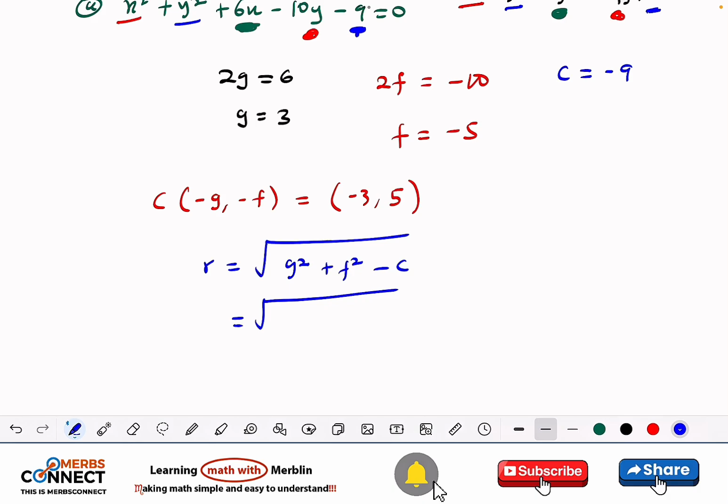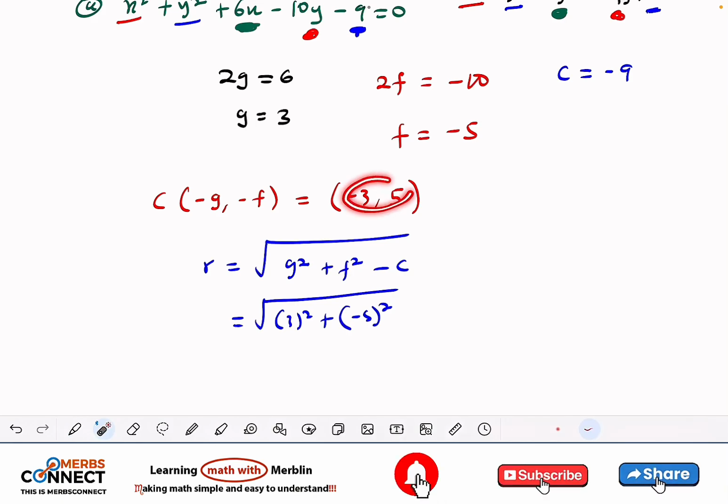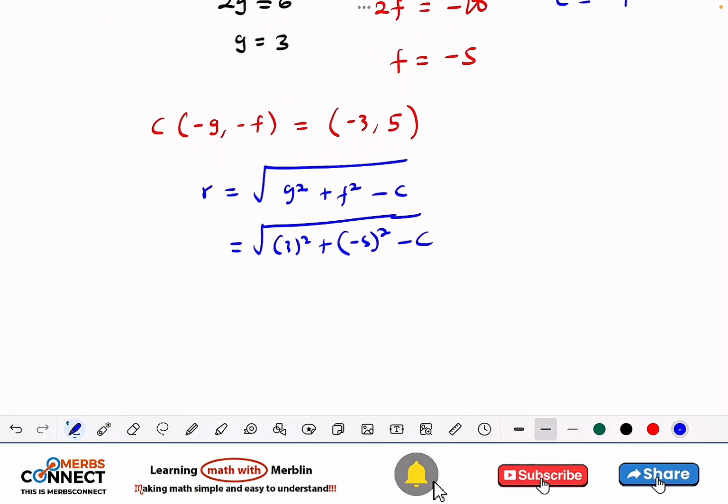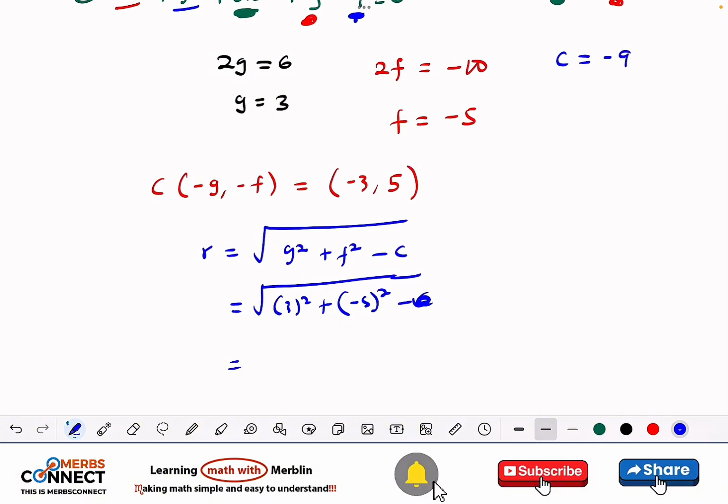So what is g? g is 3, so I have 3 squared plus, what is f? f is minus 5 squared. And then I'm going to have, or basically I can use the one here. Any of them, because of the square, it's fine. So this is going to give me something like this. Let me see. Oh, c is negative 9, so we should have minus 9.